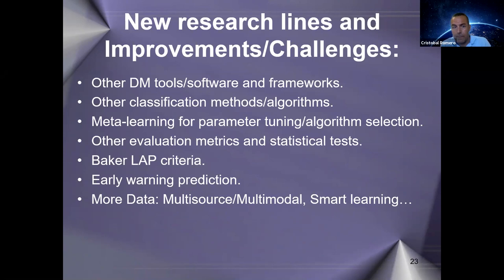The first one is to use other data mining tools, software and frameworks. The second one is to use other new classification methods, ensembles, and learning, which we are going to see now. To apply meta learning for helping in parameter tuning and algorithm selection. To use other evaluation metrics; there are a lot, not only accuracy and geometric mean. And also, it's important, statistical tests.